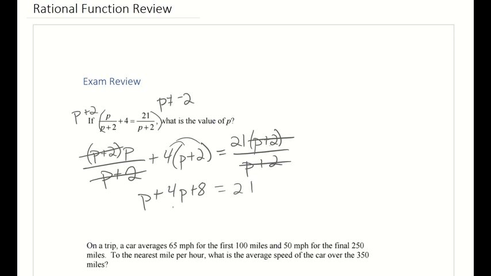Equals 21. We'll combine some like terms. Subtract 8 from both sides. Divide both sides by 5. And get p equal to 13/5.